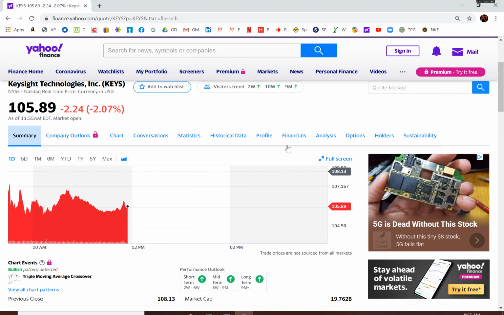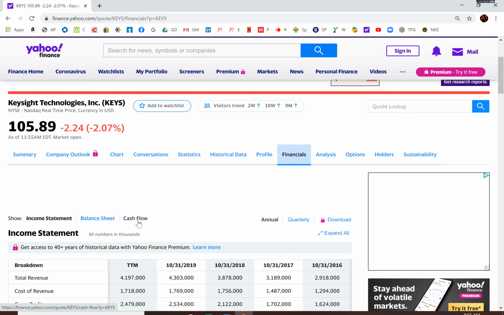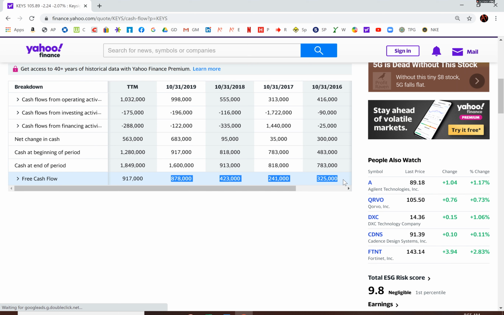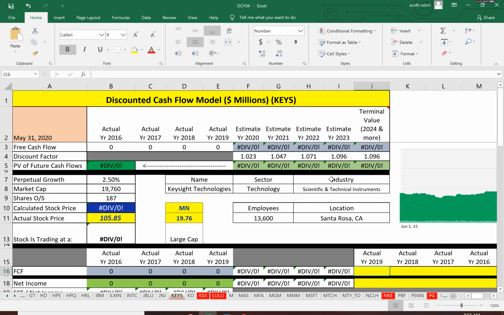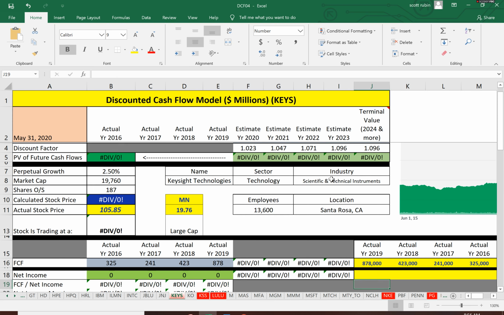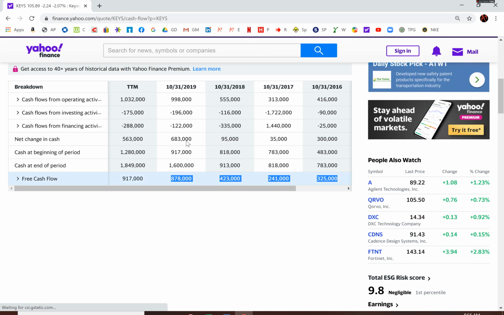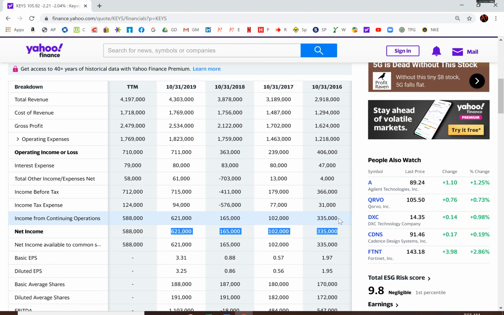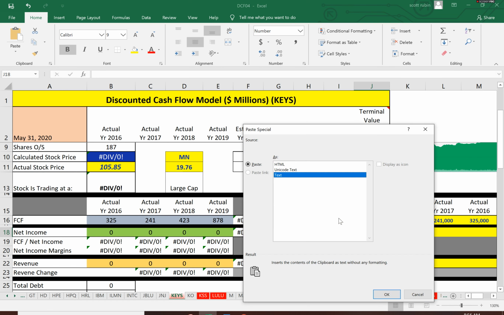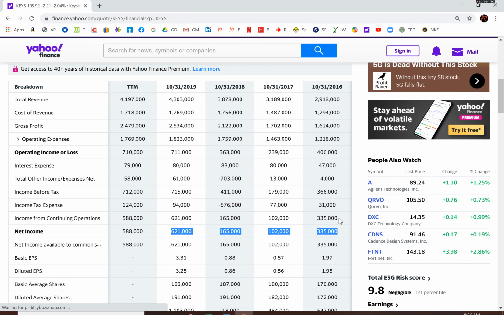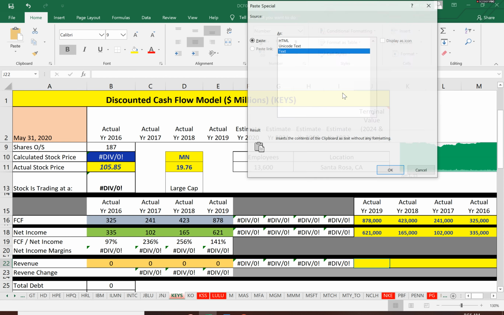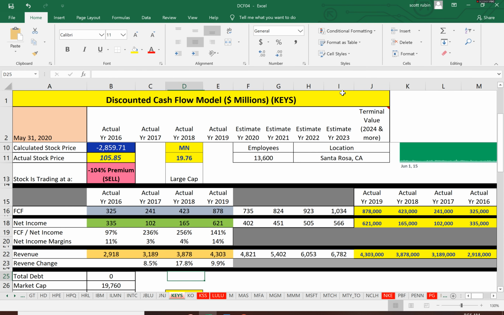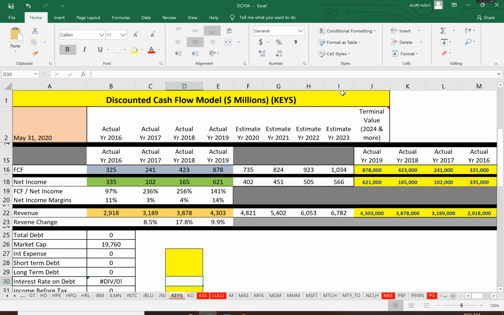So let's see the actual free cash flow. We'll go to the financial section in Yahoo, go to the cash flow section, and then copy the last 4 years of free cash flow. And then we go to the income statement and go to the net income and pull the net income. And that's the profit or loss. And then last is revenue. That's also on the income statement. And it looks like everything has been moving in the right direction. So it looks pretty good so far.